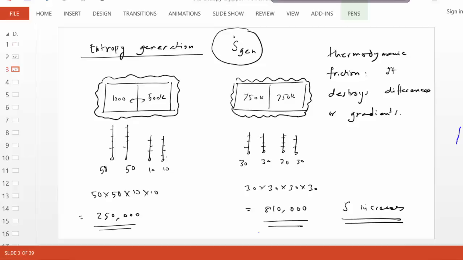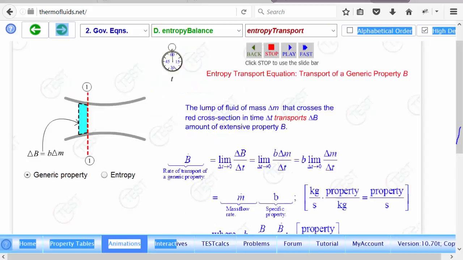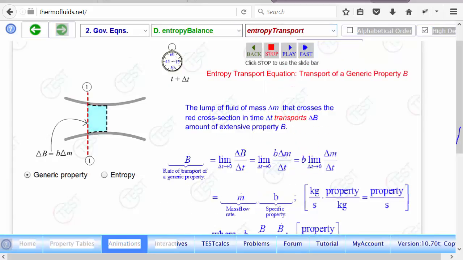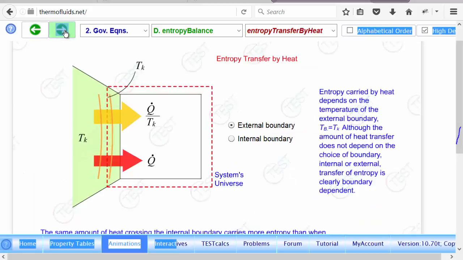So to develop the entropy balance equation, let's go back to an animation. Again, going back to chapter 2, to the entropy balance equation. Again, just to remind you, this is the entropy transport we talked about, m dot times s, that a mass can carry entropy. And we also discussed how heat transfer can carry entropy, Q dot over Tk. As you can see, the entropy transfer by heat depends on the boundary temperature. In this case, the boundary temperature is Tk.